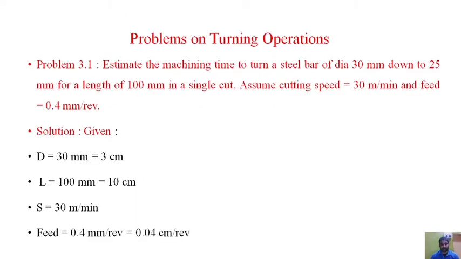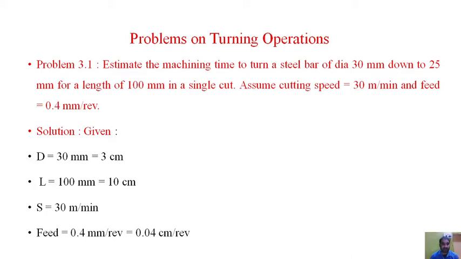In the last class we discussed the various formulae for finding the machining time for various operations such as turning, facing, milling, drilling, grinding, etc. In today's session we are discussing problems on the turning operation. We know that the time required for turning operation T equals L divided by feed per revolution into RPM, where L is the length of the workpiece, and feed per revolution into RPM is nothing but feed per minute.